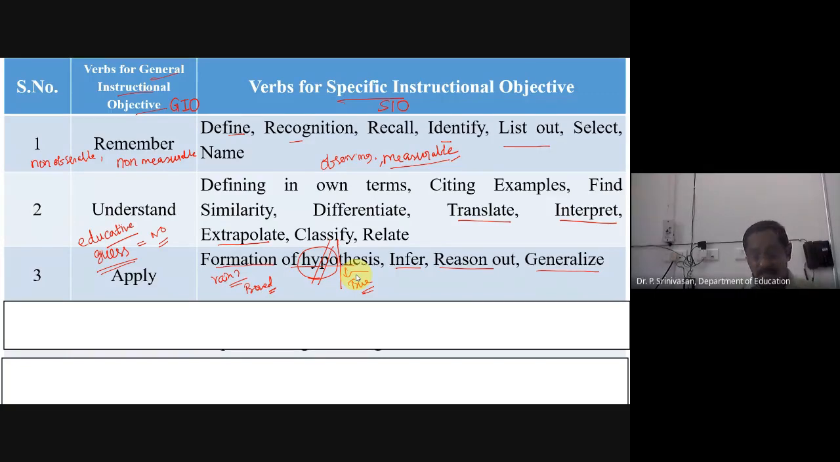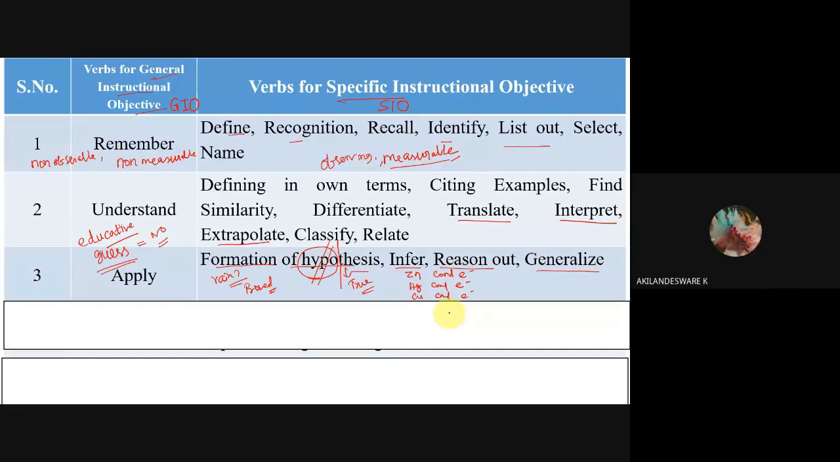Can you give any example for generalization? It's easy for us. We have done it. Can anyone give? Okay. Zinc conducts electricity. Mercury conducts electricity. Copper conducts electricity. How can I generalize all these things? Metals conduct electricity.